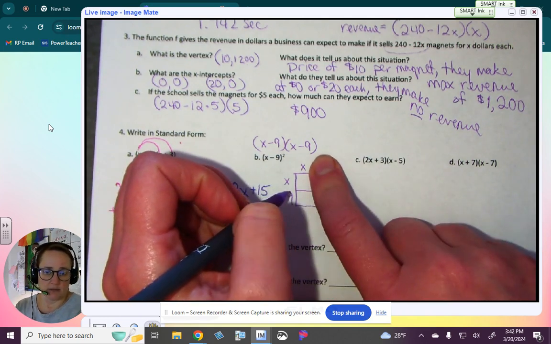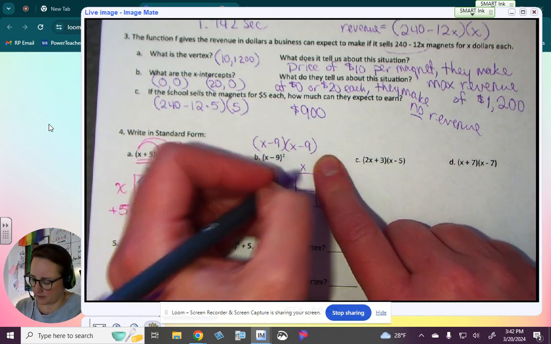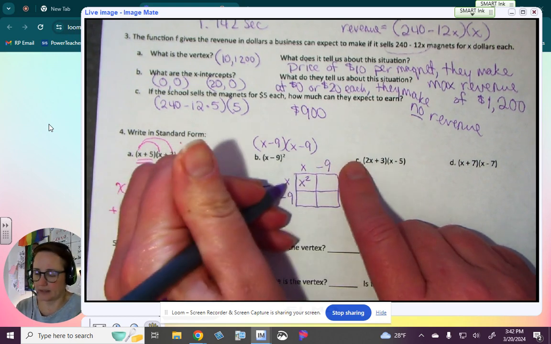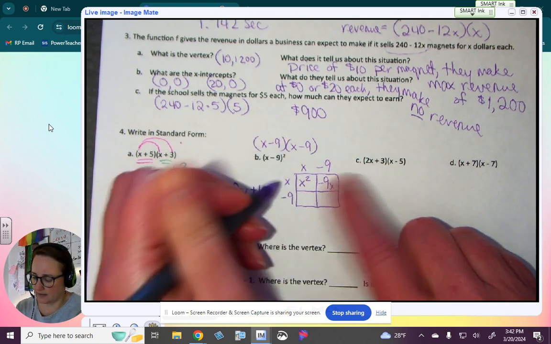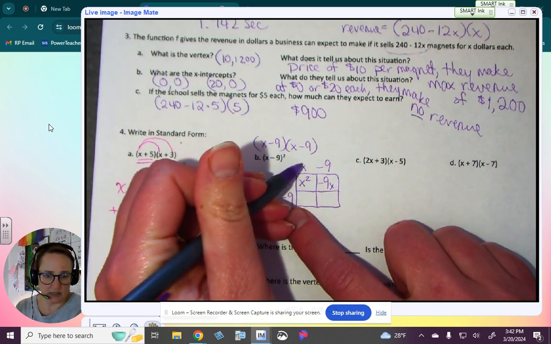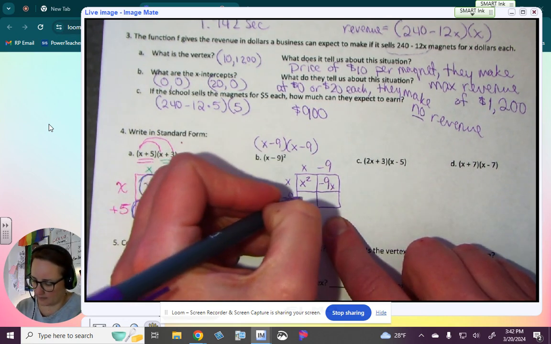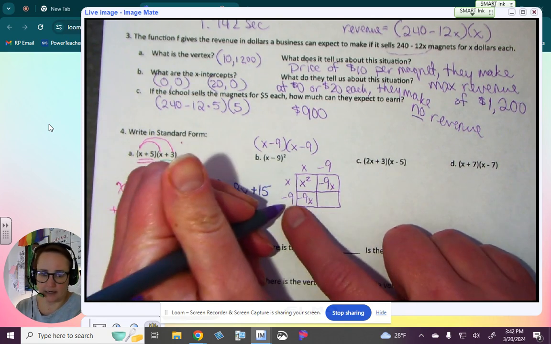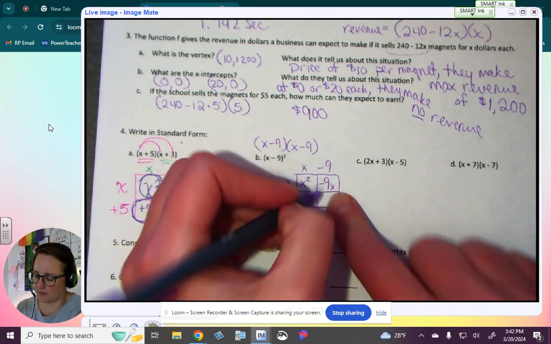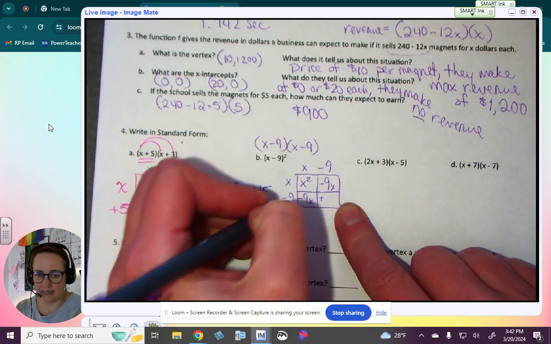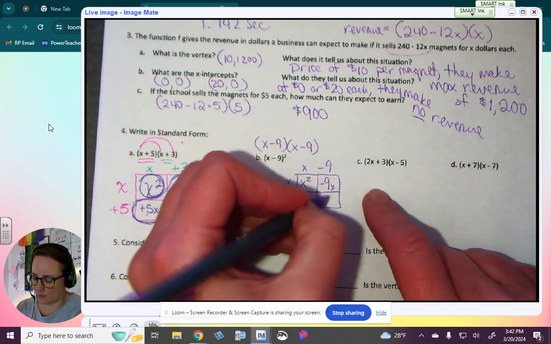Multiply to fill the boxes. X times x, x squared. X times a negative 9, negative 9x. Negative 9 times an x, negative 9x. And a negative 9 times a negative 9, negative times negative is a positive. 9 times 9 is 81.